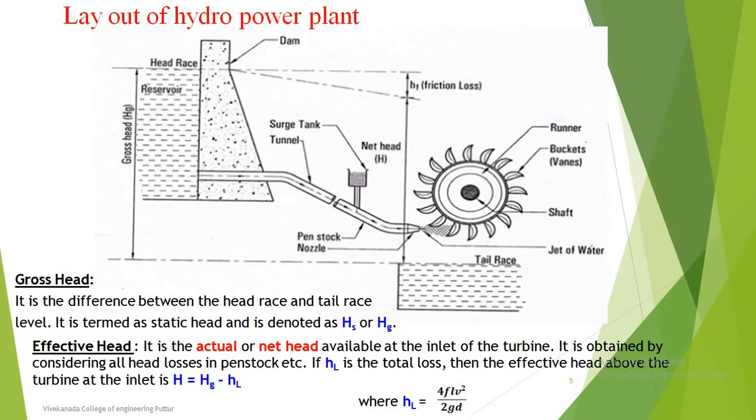Here you can see the surge tank. Surge tank is the tank fitted to the penstock. When the turbine needs to be stopped, the gate valve is closed. The purpose of the valve is to control the flow of water in the pipe or penstock.